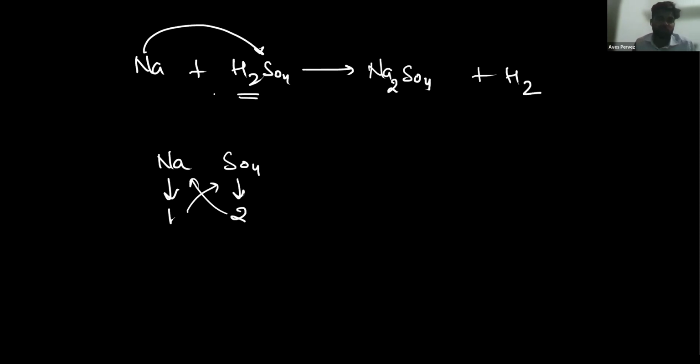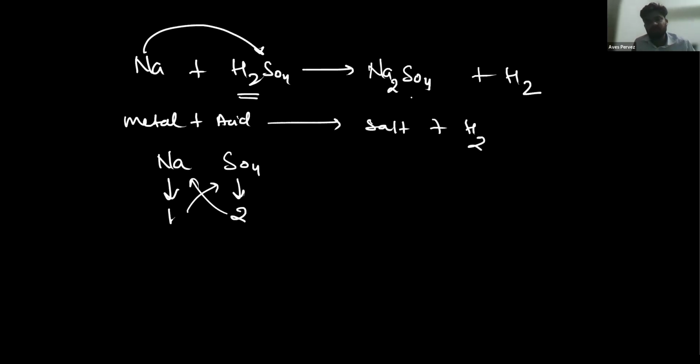So this is a general equation that you will learn: when metals react with acid, they form salt plus hydrogen gas. And this is the salt. Na2SO4 is a type of salt. Now moving to the next one, magnesium reacting with ethanoic acid. Tell me what would form?